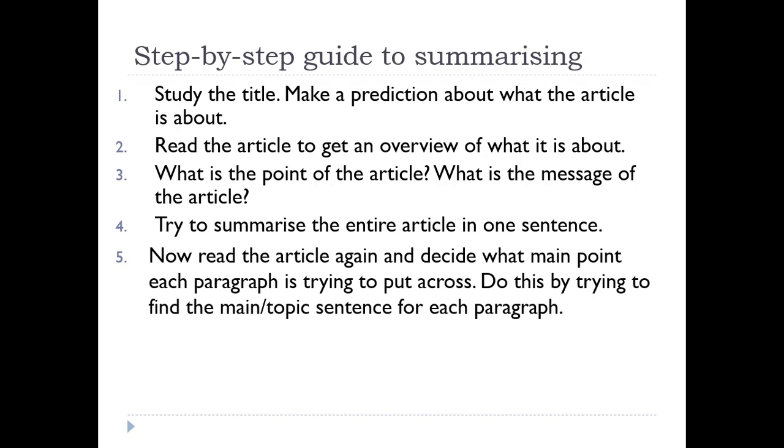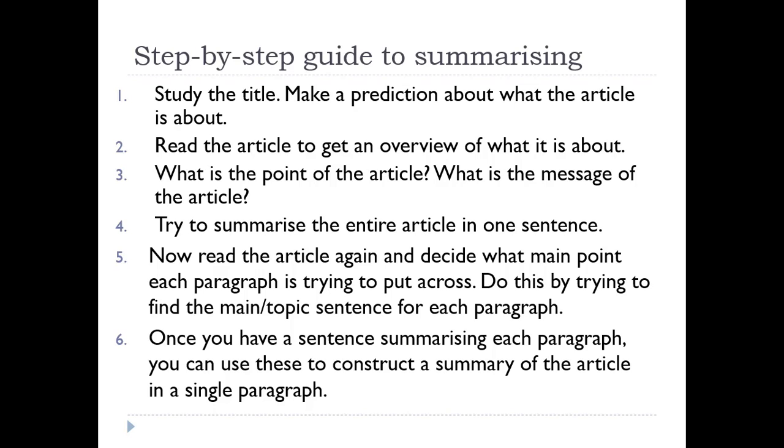Once you've done that, you read the article again, now deciding what main point each paragraph is trying to put across. So now that we've done steps 1 to 4, we have a good idea what the article is generally about. Now we want to look at each paragraph individually. So do this by trying to find the main or topic sentence for each paragraph. Remember from our lectures, this is the main idea that each paragraph is based on.